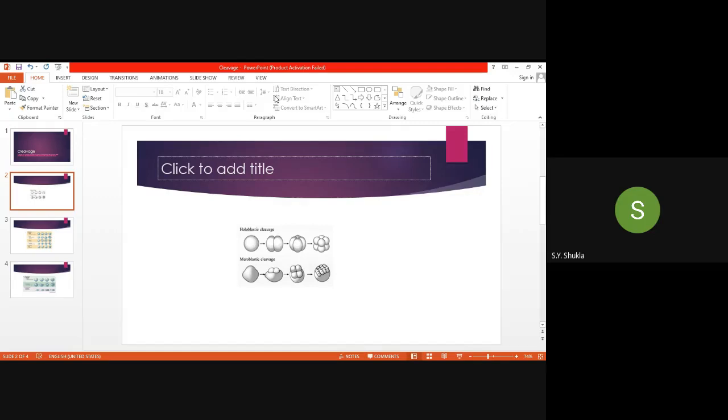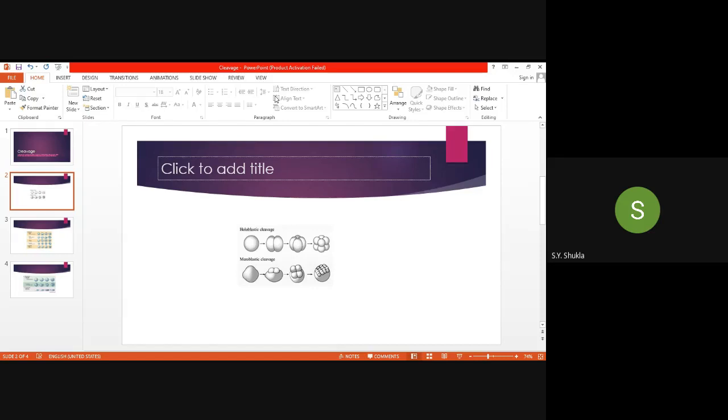Holoblastic means the complete cleavage. And the second type is the meroblastic cleavage. It is the incomplete cleavage. All of you can see in the first one, holoblastic cleavage, that a complete cleavage takes place.